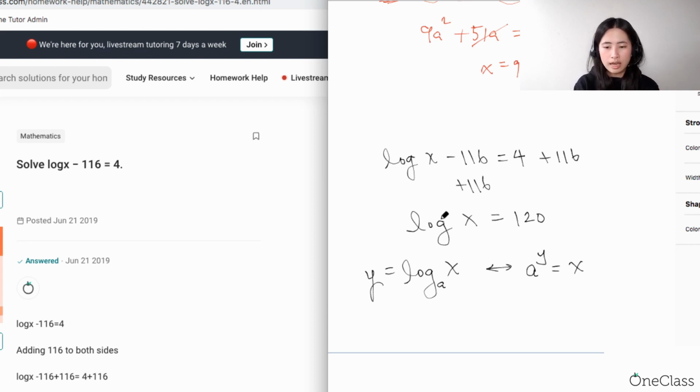So all we have to do here is apply a to the y is equal to x. We know that our a is 10, since this is log of base 10. Your y value is 120, coming from here, and then simply this is just your x. So that's why x needs to be equal to 10 raised to the power of 120. And I don't think you need to express what 10 raised to the power of 120 is, because that's just going to be a huge number. I think you can just keep it as an exponent.